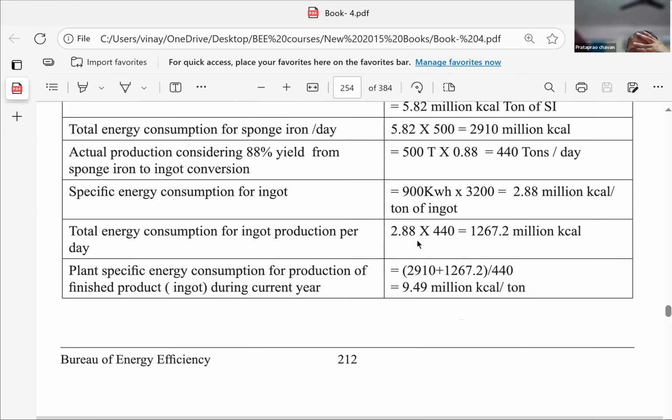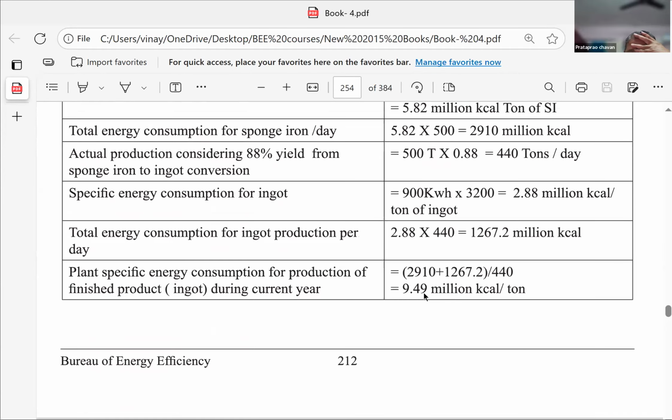What is the similar value in the next year? It is 9.49. Specific energy consumption production. This is again for 440. You got the point. The production level remains same. 500 tons is the raw product, 440 is the finished product, and the energy consumption is in terms of coal as well as whatever the other source. So together converted into kilocalories, heat units per ton of heat units is the comparison. That is the specific energy consumption.